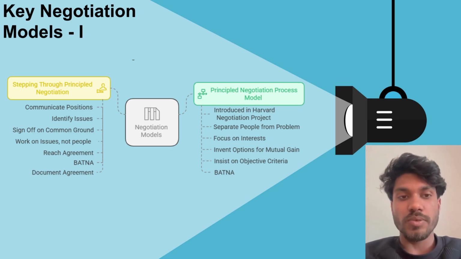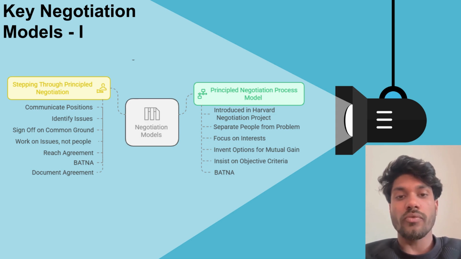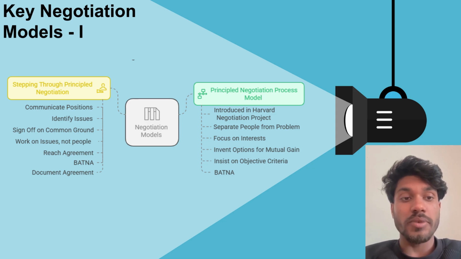First one is the principled negotiation model from the Harvard Negotiation Project. It includes four key steps: separate people from the problem, focus on interests over positions, create mutual gain options, and use objective criteria. A key concept here is BATNA.